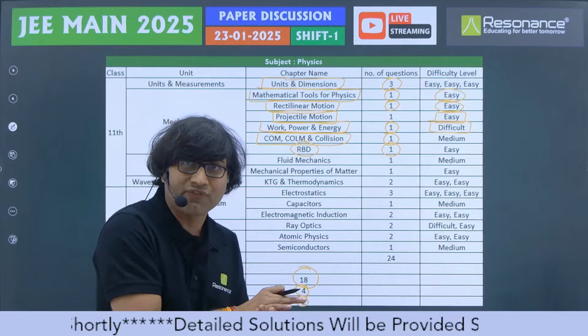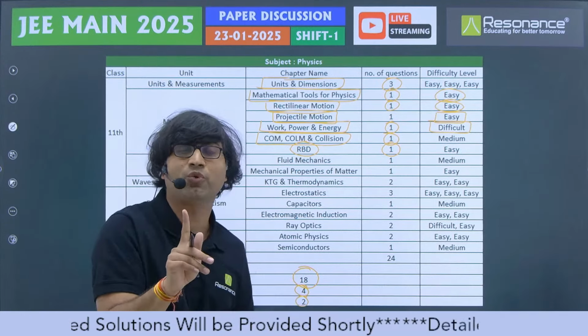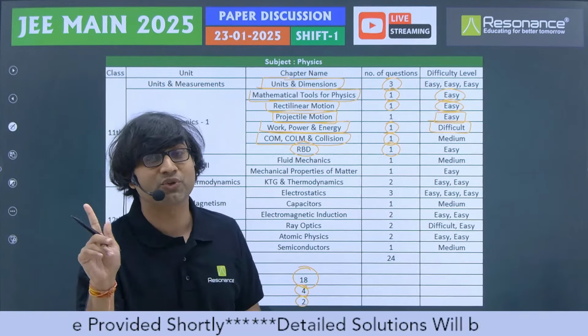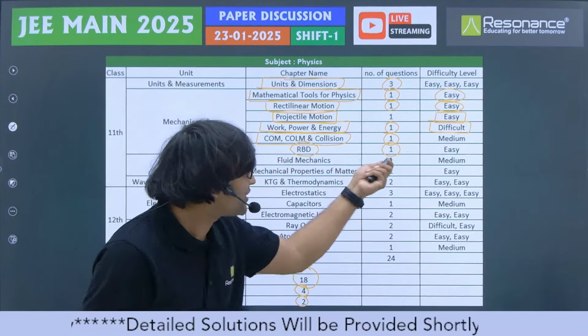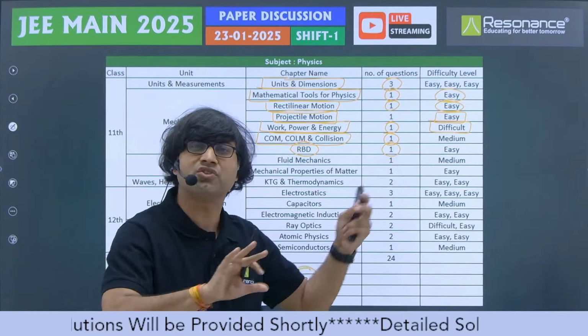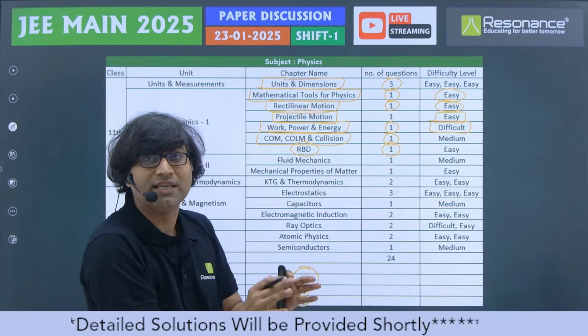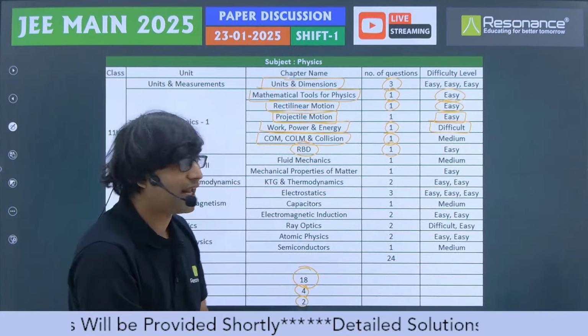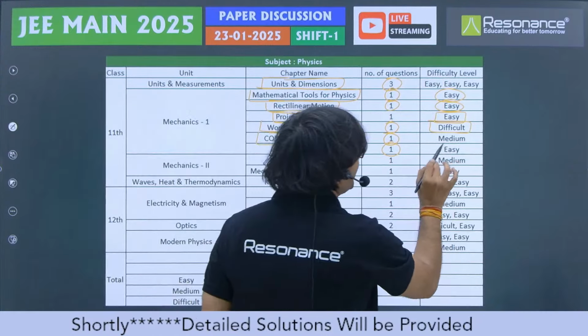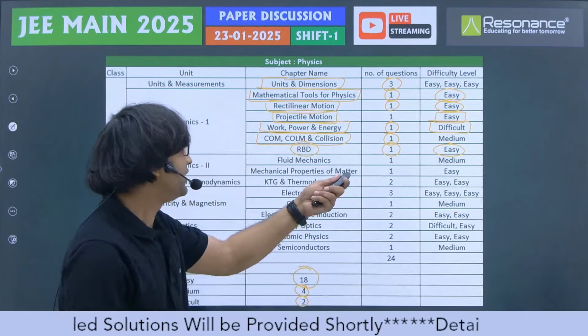And in the first shift of 22nd of January, only 1 question was asked from rigid body. It was related to moment of inertia. And this question was related to pure rolling, which is a very basic question where we have to apply the concept of conservation of energy. It was pure rolling on an inclined plane. And therefore, this question was also on the easy side.